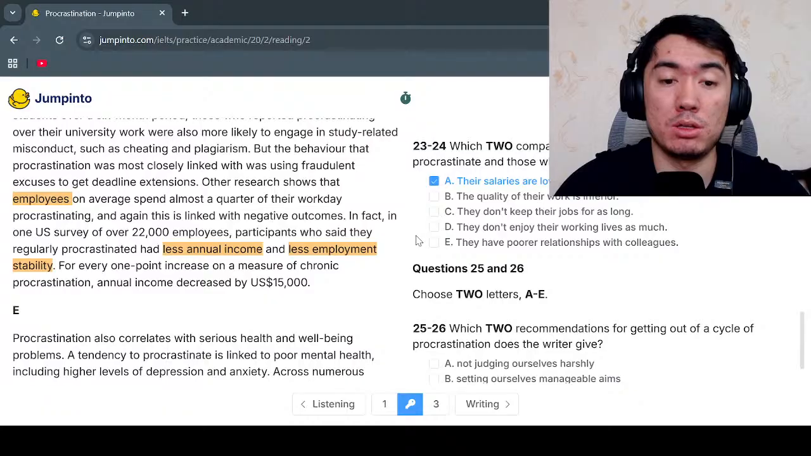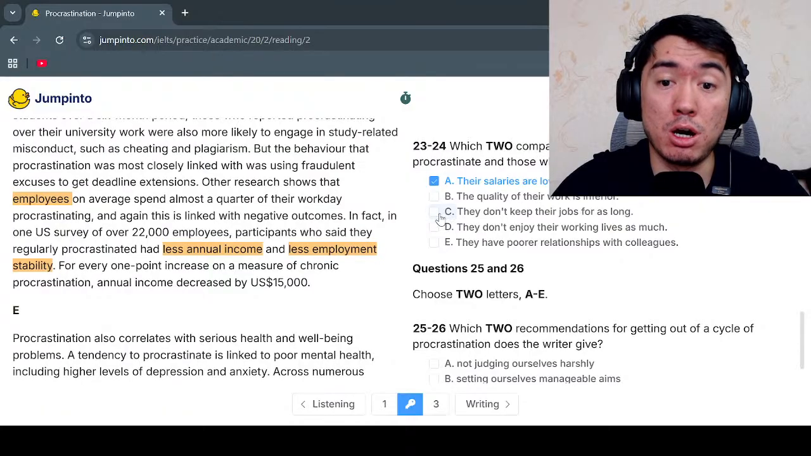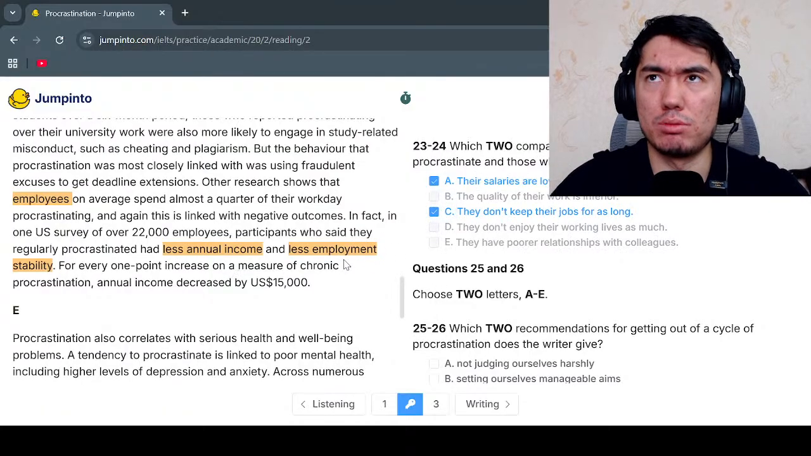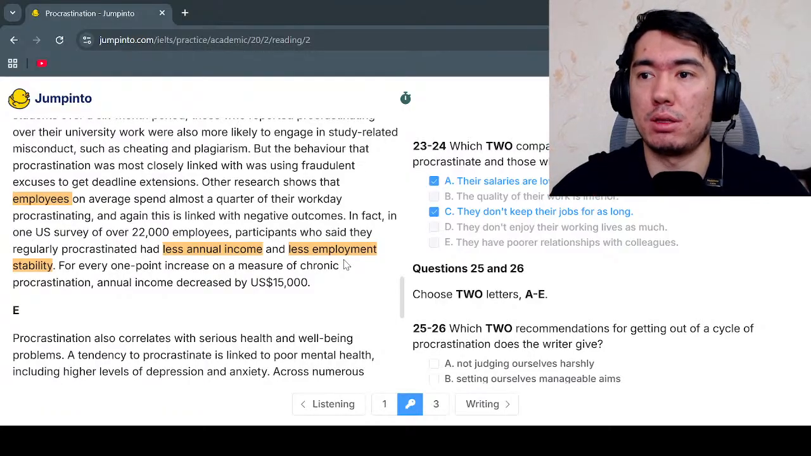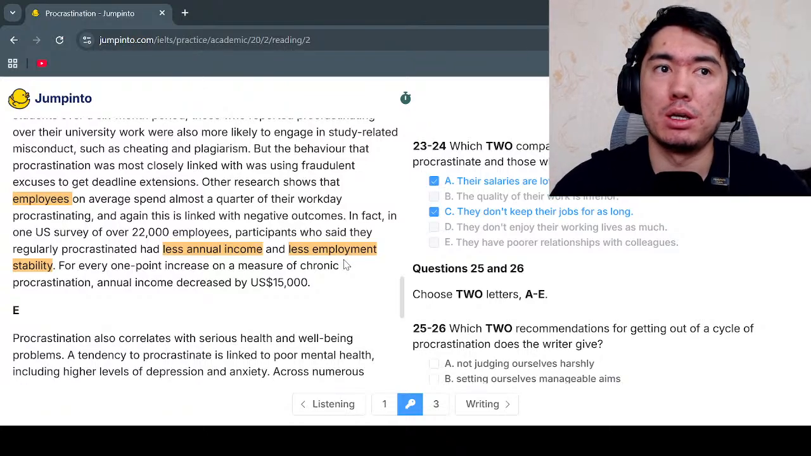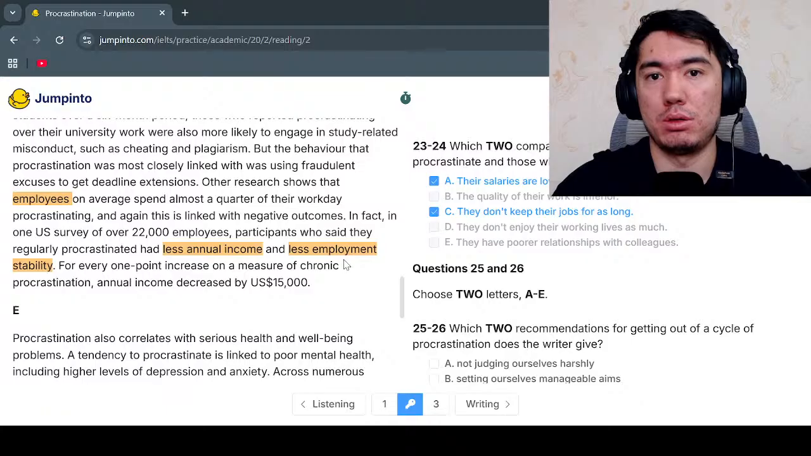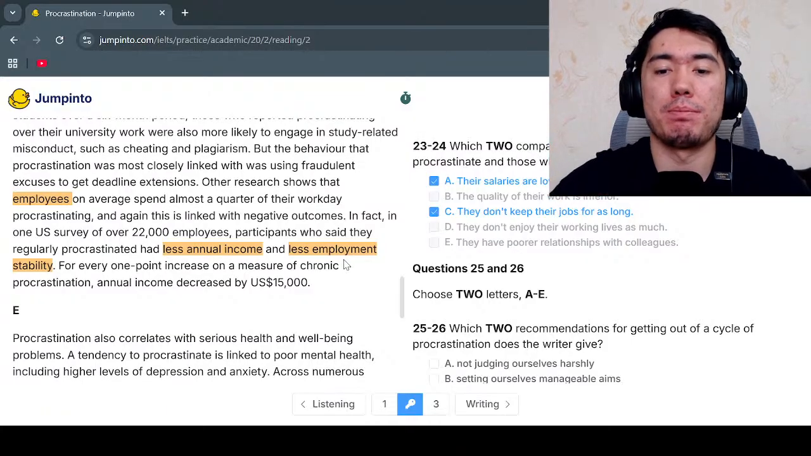Inferior. But it's not the answer because we don't have it. Less employment stability. They don't keep their jobs for as long. And that's it. So stable employment means it's like a job security kind of thing. So you get to keep your job for a long time. You don't have to be worried about becoming unemployed. So you have a stable and secure job.